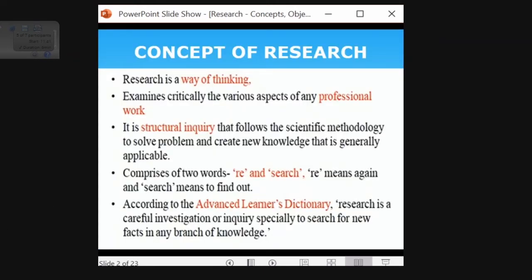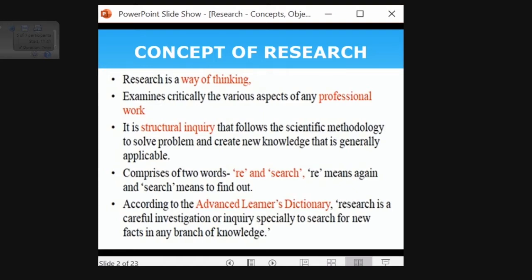So research, as you all know, is a combination of two words. You can split it: RE plus search. Re is revisiting. Search is searching for new knowledge. So research is not only finding something new, but if you are adding new knowledge to the existing knowledge, that is also called research. I hope you understand that.